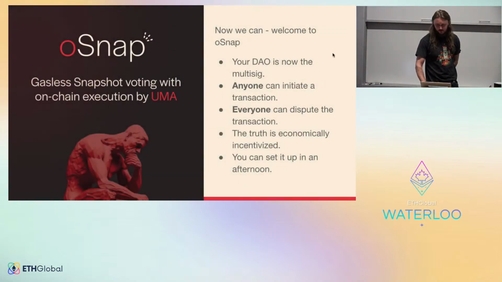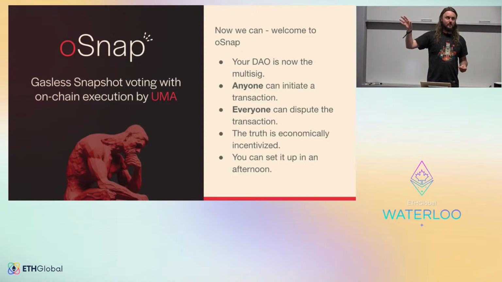So we're trying to kill multi-sigs for DAOs for the most part. Multi-sigs are not the right tool for DAO vote execution. Your DAO is the multi-sig. You can use our oracle to verify basically this thing passed on Snapshot, therefore I can execute it.